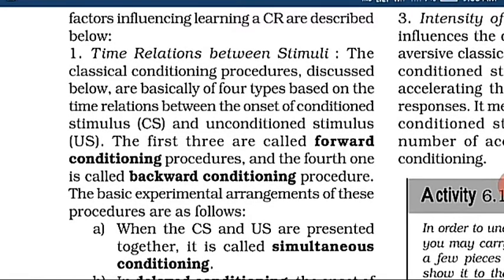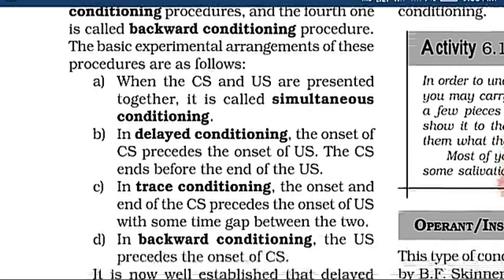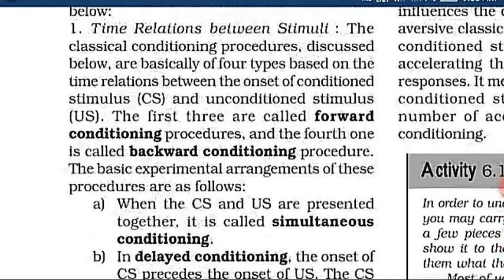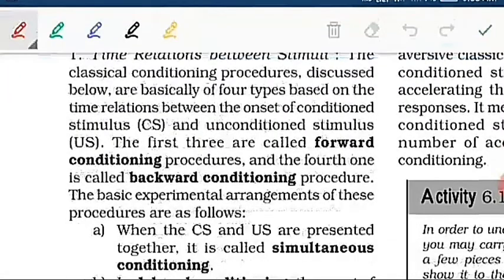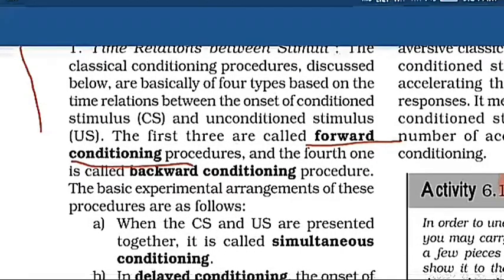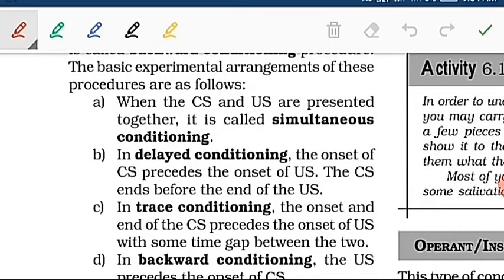In this, the first three, that is simultaneous conditioning, delay conditioning, and trace conditioning, are known as forward conditioning. After that, the last one is known as backward conditioning. So we will consider the first three as forward conditioning and the last one as backward conditioning. In the first, simultaneous conditioning, what are we told about the time limit, that is, when we are presenting the conditioned stimulus; in our classical conditioning theory the conditioned stimulus was the sound of the bell and the unconditioned stimulus was the food.